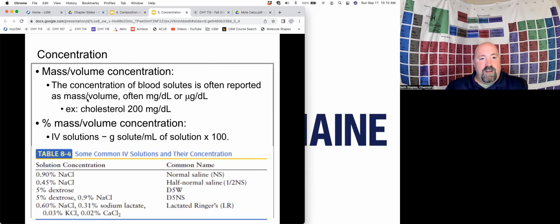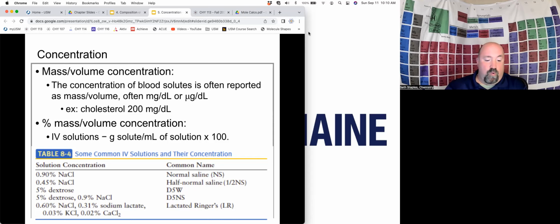And so, a couple examples. Mass to volume concentration. Quite often, the concentration of blood solutes is recorded as a mass to volume, very often milligrams or micrograms per deciliter. Great example is cholesterol.